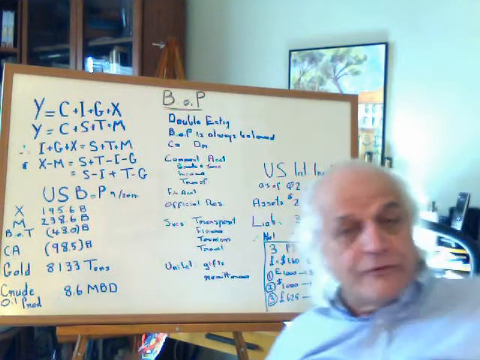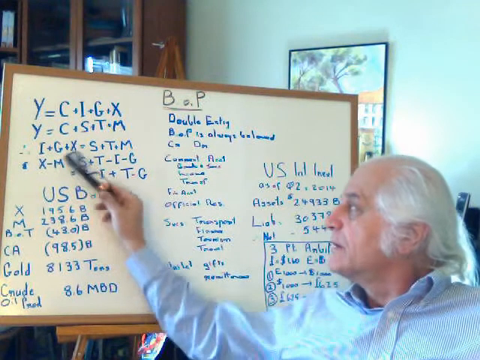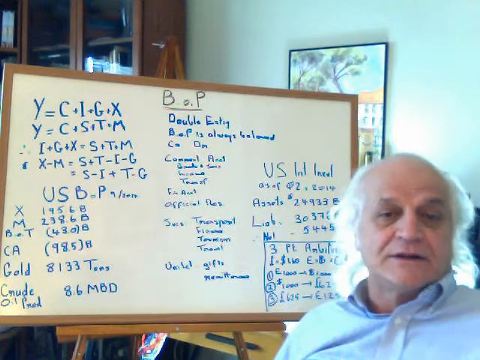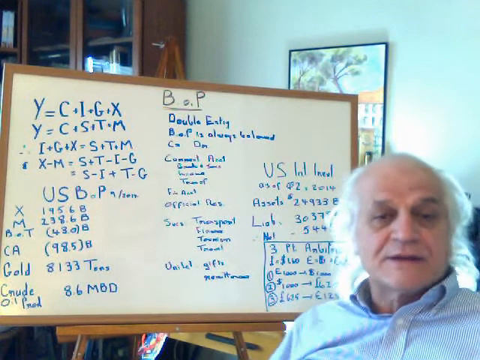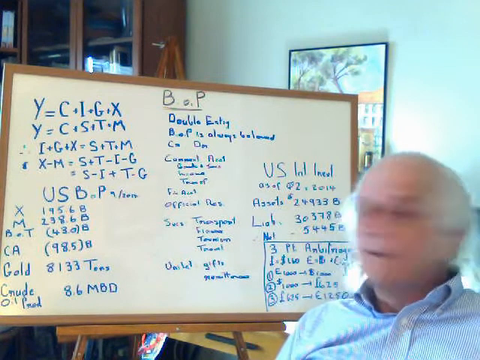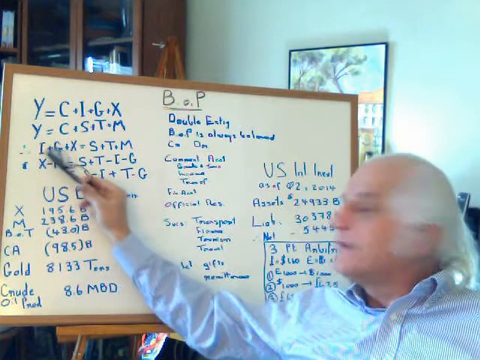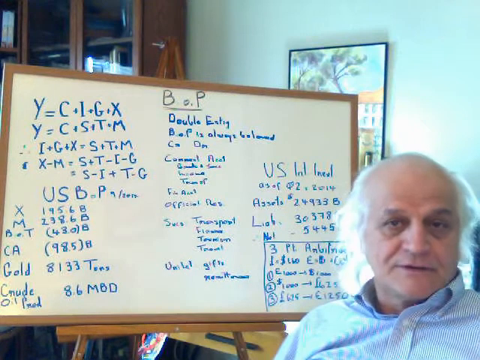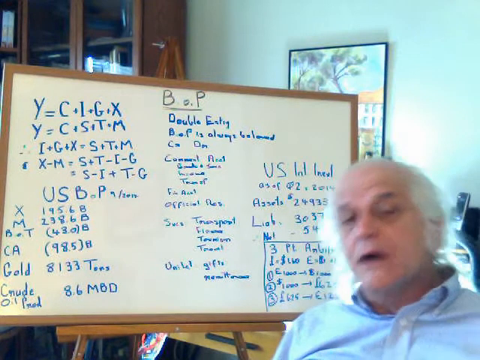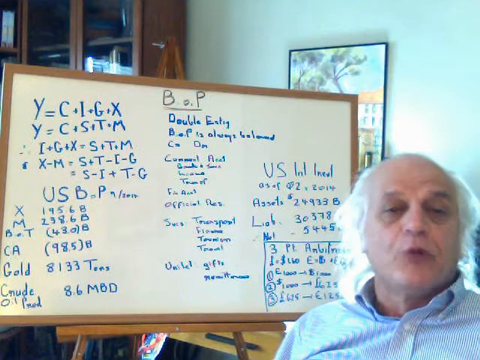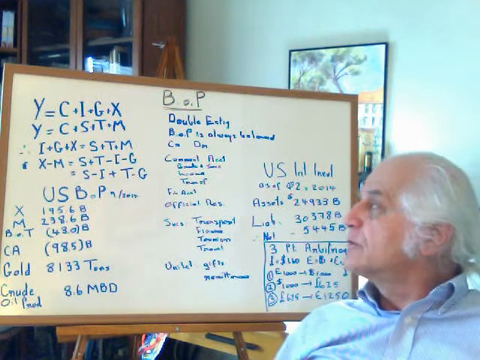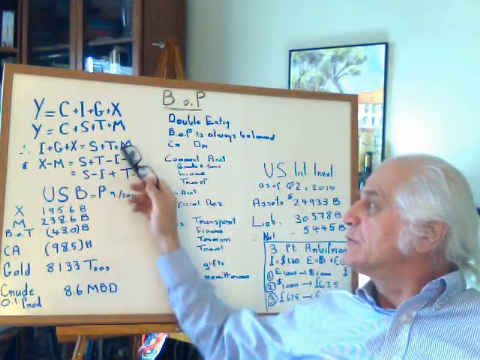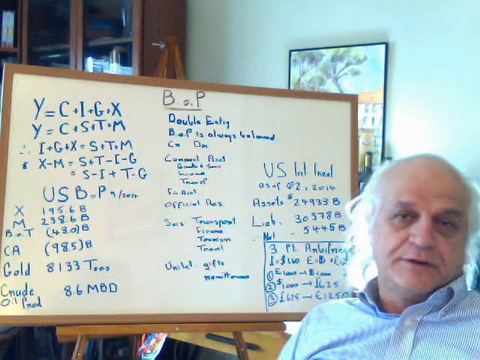As you introduce government, things become a little bit more difficult, because then you're saying that I plus G must be equal to S plus T. It's no longer that saving must be equal to investment, but it is the sum of investment plus government, which must be equal to savings plus taxes. Once you open the economy to have trade, it becomes even more complicated, because then it's the sum of these three that must be equal to the sum of these three.